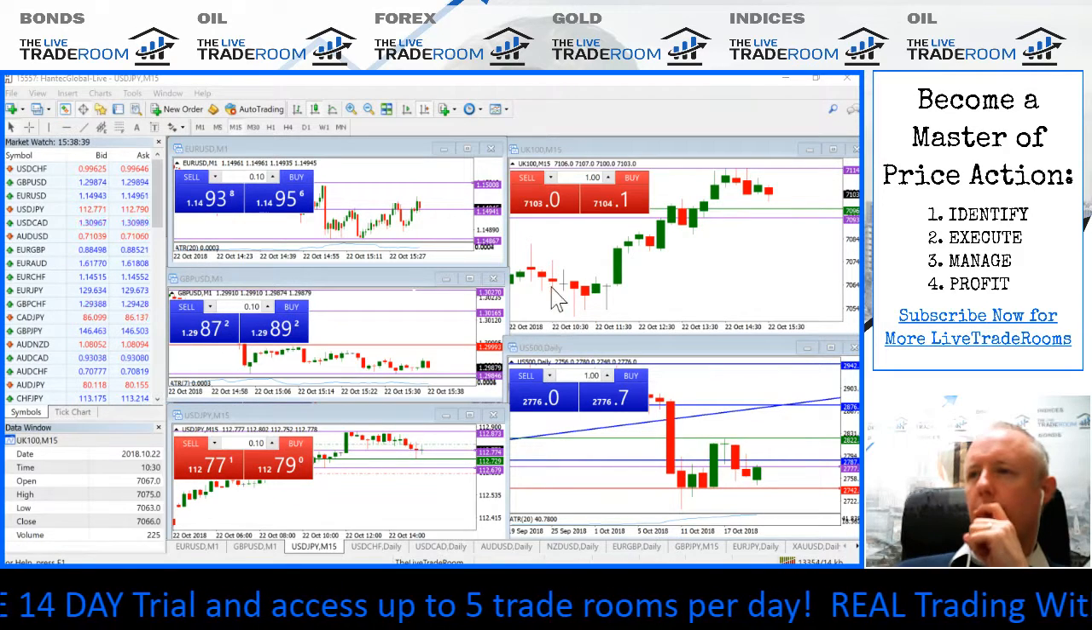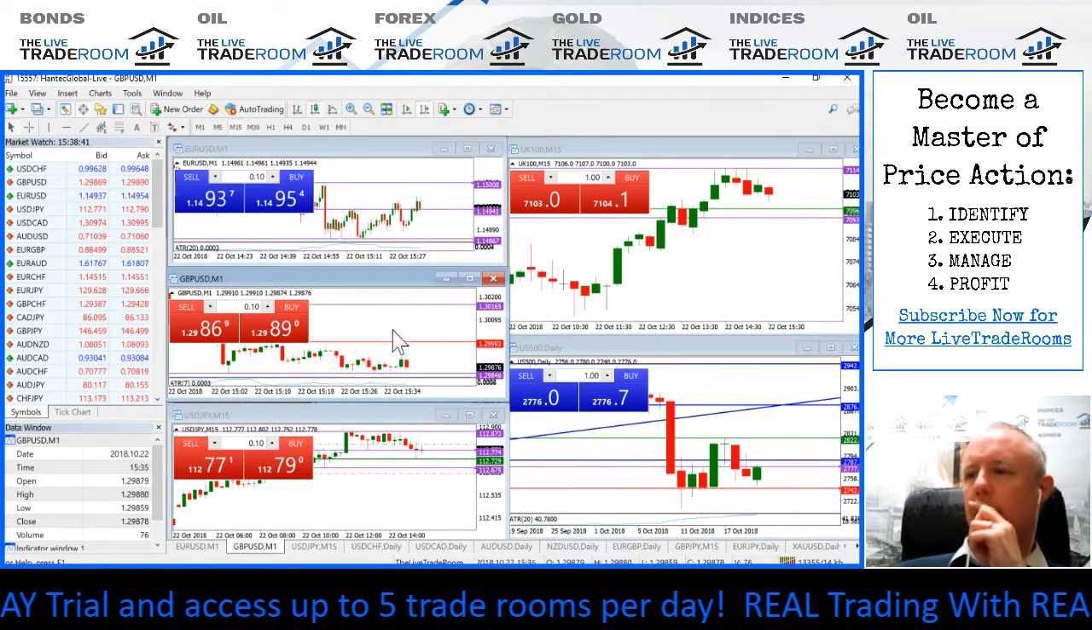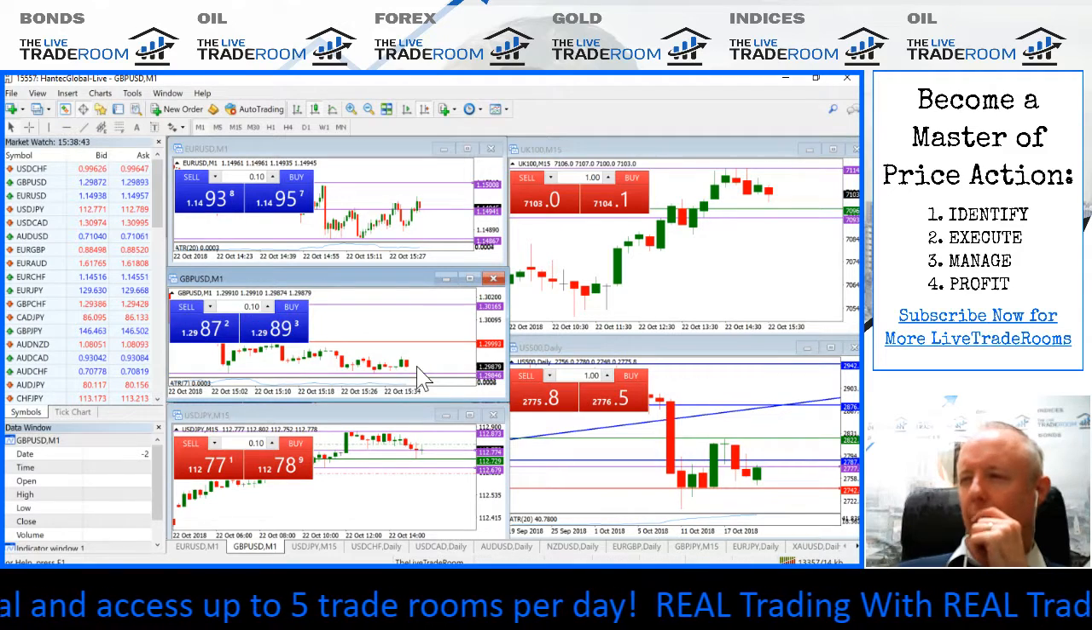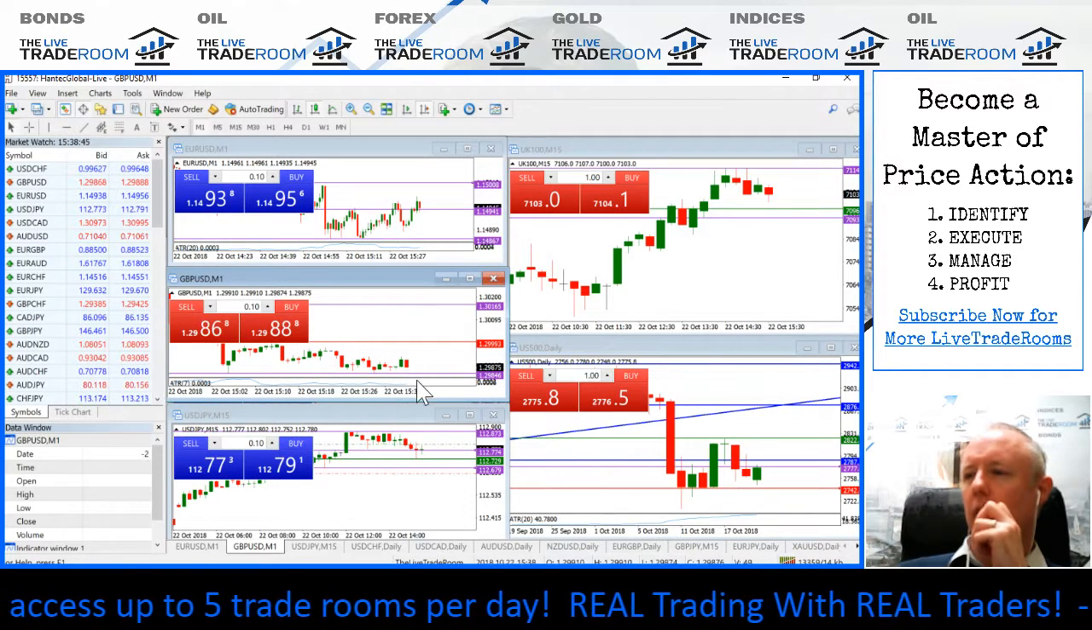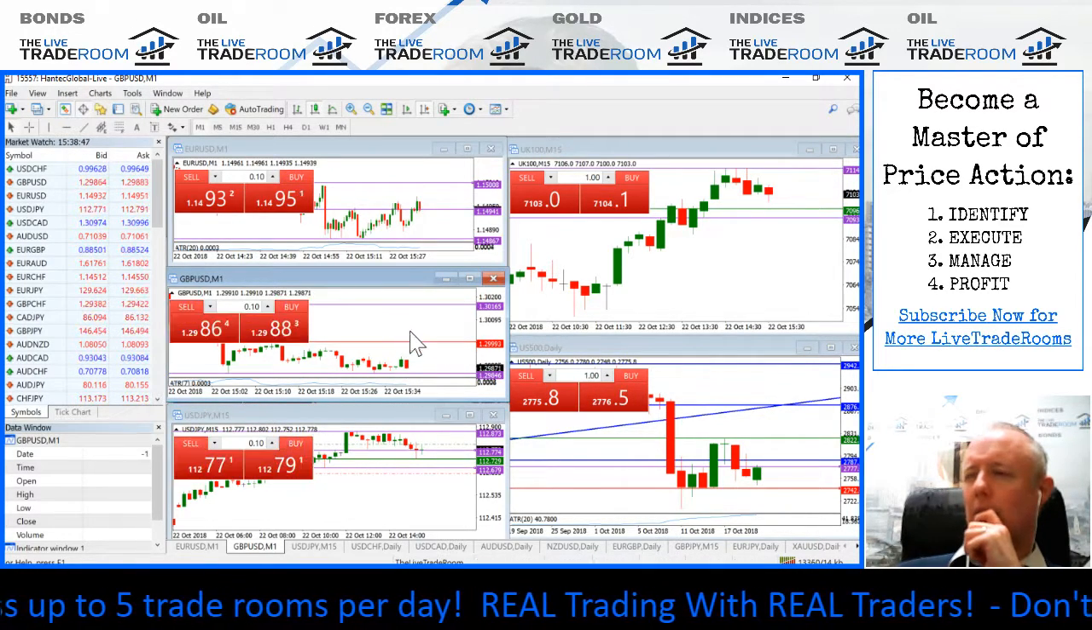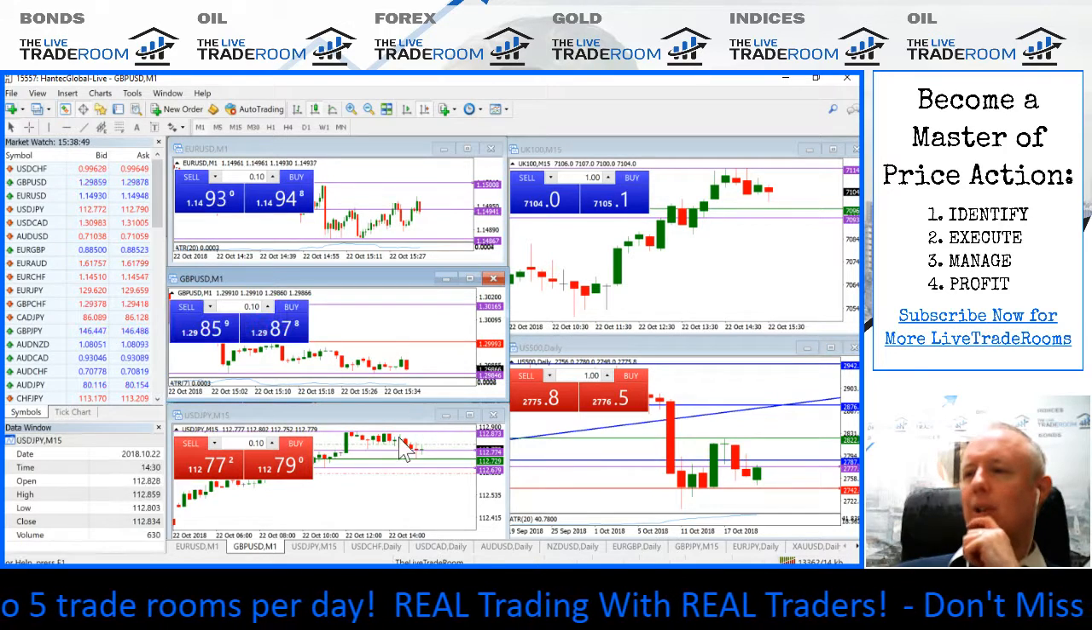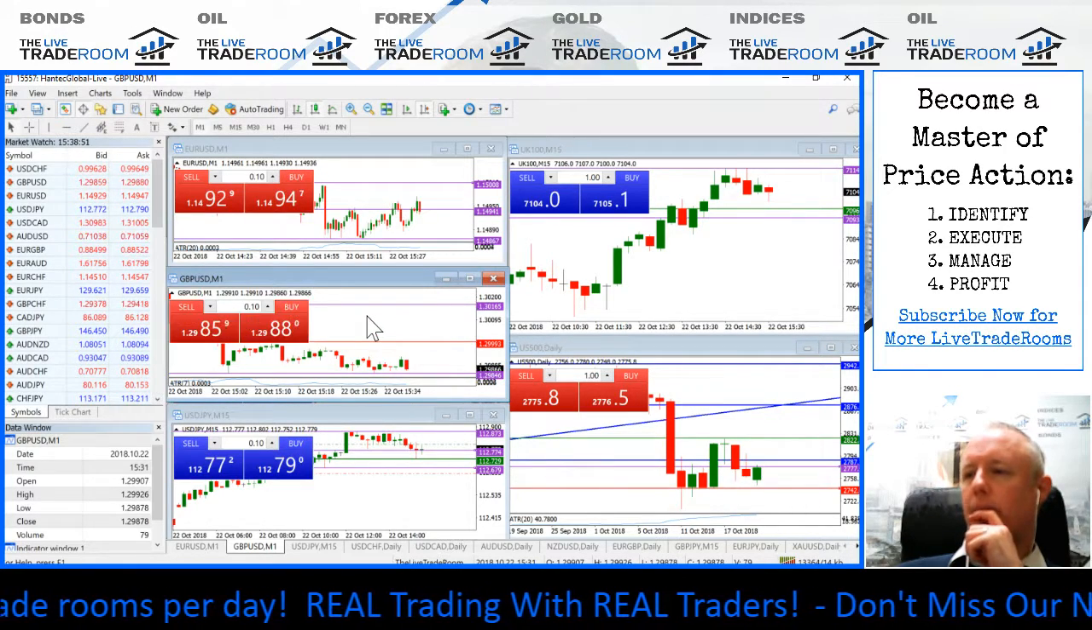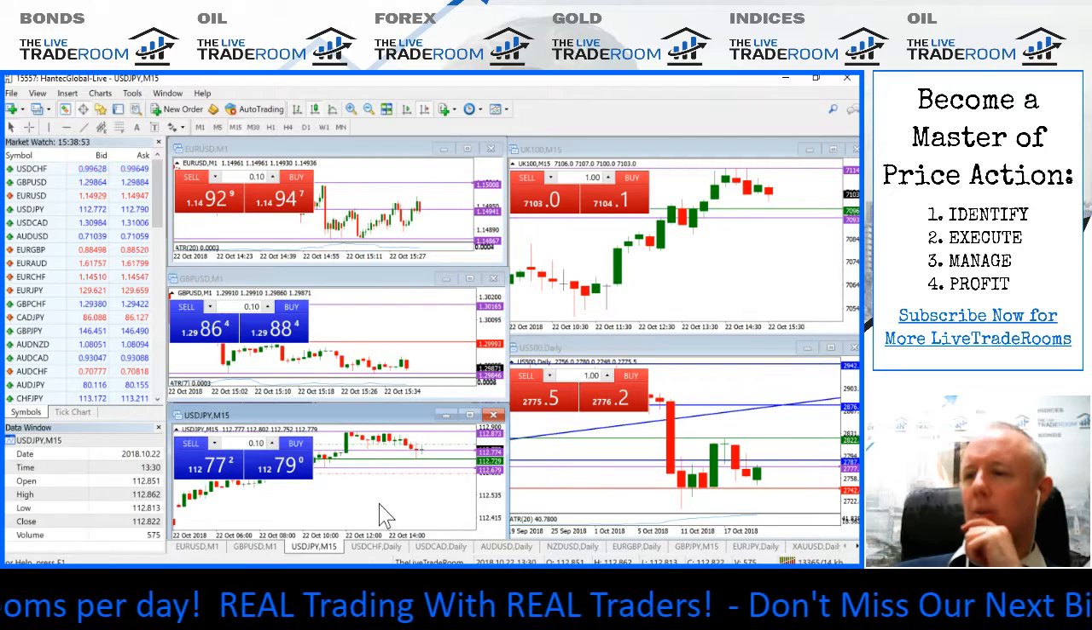Certainly I anticipate the pound to continue lower, so that could be quite a straightforward trade, getting in at that level, placing our stop loss just above the 130 level. So let's see if we get that little breakout as we're watching it.